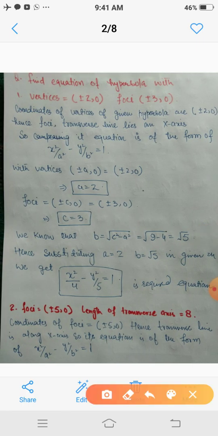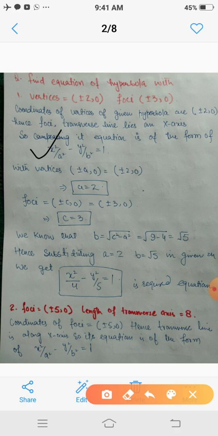Now the second question is to find the equation with the given conditions. The first condition is when vertices are plus minus 2, 0 and foci are plus minus 3, 0. Clearly the coordinates of the foci as well as the vertices lie on the x-axis, which implies that the transverse line lies on the x-axis. Hence its equation should be of the form x square upon a square minus y square upon b square equals 1.